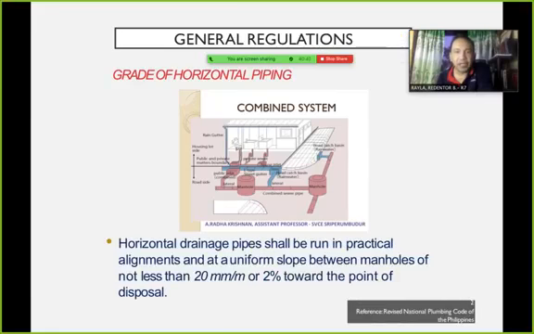I'm going to make a full slide so that we can see clearly. It talks about horizontal drainage pipe shall be run in practical alignments, and at uniform slope between the manholes of not less than 20 mm per meter or 2% toward the point of disposal. So you know already what a slope is, no? Mentioned here is 2%.